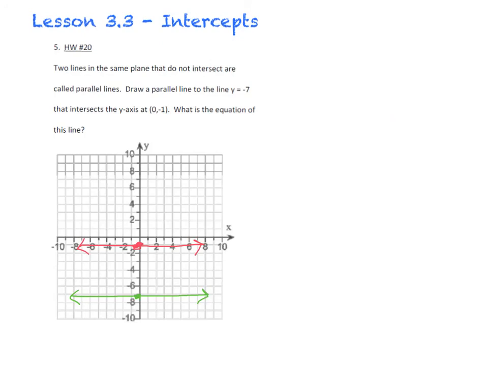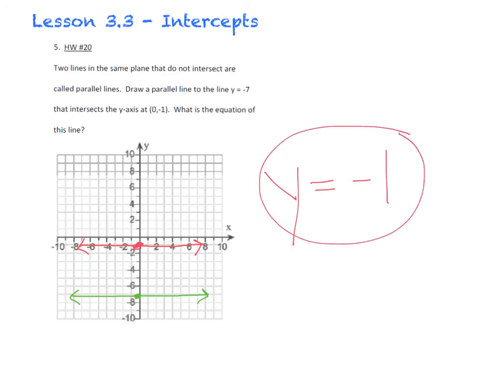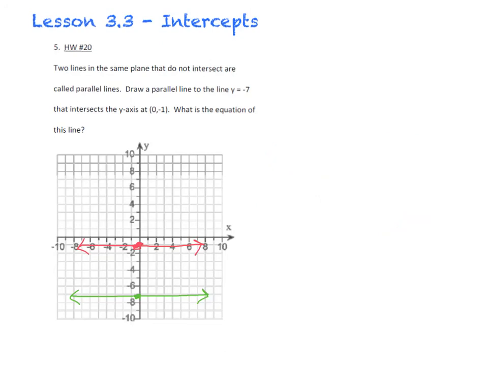We can start by going y equals. Well, what does y equal? Y equals -1. Y equals -1 everywhere on this line. So again, it's important to realize since this line never crosses the x-axis, there will not be an x in the problem. Let me give you one more quick example.